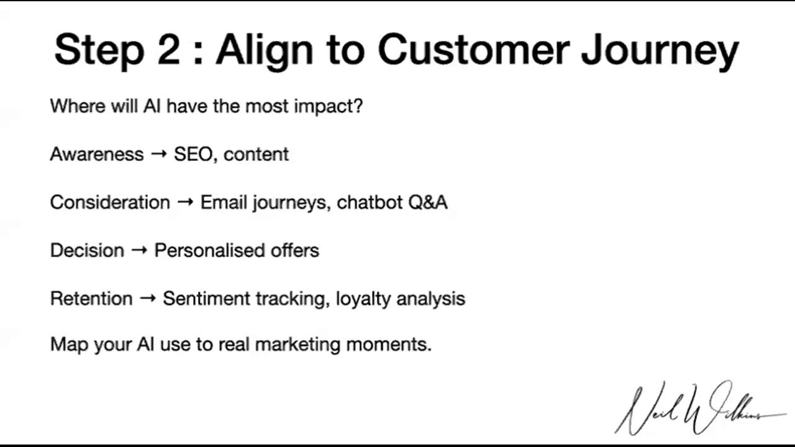At the awareness stage, you might want to have AI helping you with SEO or with content. At the consideration stage, so a little bit deeper into the journey, it could be creating and helping you with email journeys, or maybe a chatbot Q&A as the customer inquires and goes a little bit deeper into consideration of your products and services. It could be at the decision stage, that conversion point where maybe AI offers up some personalized offers. Maybe that's where AI can have the most impact.